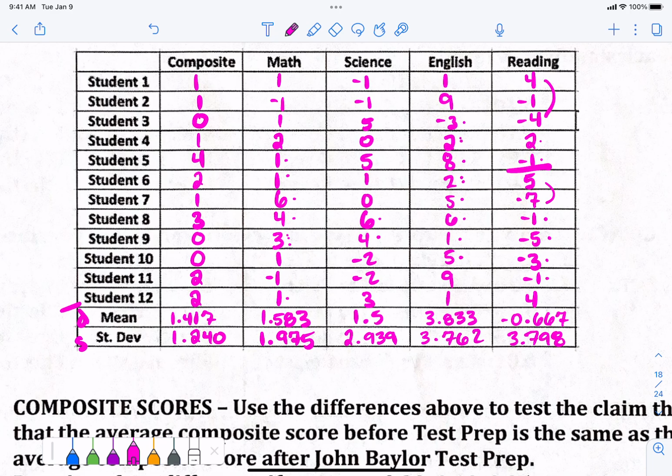There you go. There's your standard deviation. Okay, get all those down. Mean, standard deviation. All right, got it? Good? Ready to go?